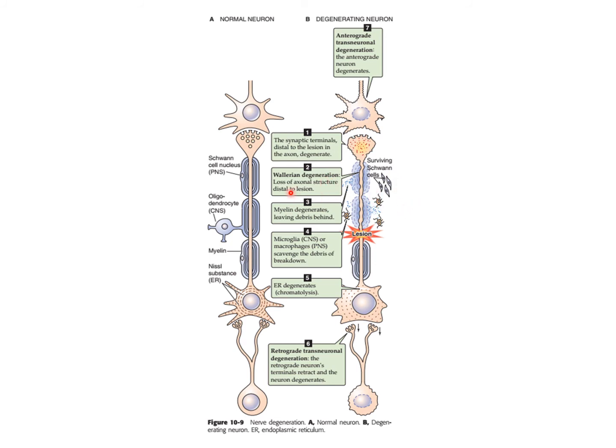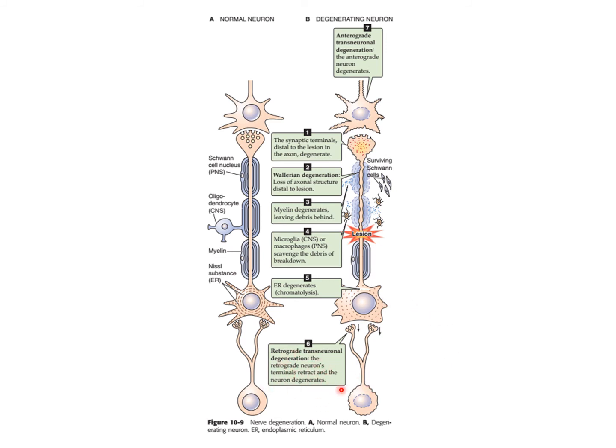Here you can see very well there is a loss of the axonal structure distal to the lesion, and the myelin sheath breaks down and degenerates, leaving debris behind. Microglia or macrophages scavenge the debris, and these are all macrophages. Then the degenerative changes that occur proximal to the site of the lesion are known as retrograde degeneration. Here you can see the Nissl granules disintegrate or fragment, and that process is known as chromatolysis.